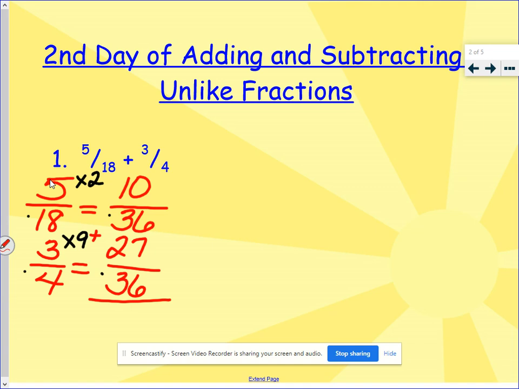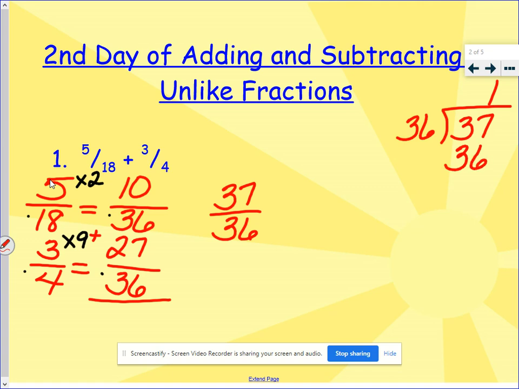We add this together, 10/36 plus 27/36 is going to give us 37/36. And we see that we have an improper fraction as our answer, so we have to do our fish hook, and we'll do that off to the side over here. How many times does 36 go into 37? Once. And we are left with a final answer of 1 and 1/36.